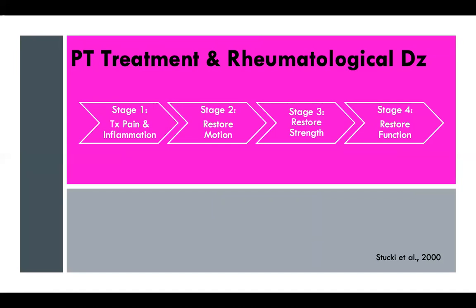We first want to use our pain control techniques, modalities. We want to control the pain and inflammation. Secondly, we really want to restore motion, especially if it's a joint that's been affected. We want to maintain or restore as much healthy functional motion as we can. We want to restore strength around the joint to protect the joint and also to improve function, which is stage 4. So trying to treat the patient and get them back to these functional things they want to get back to.